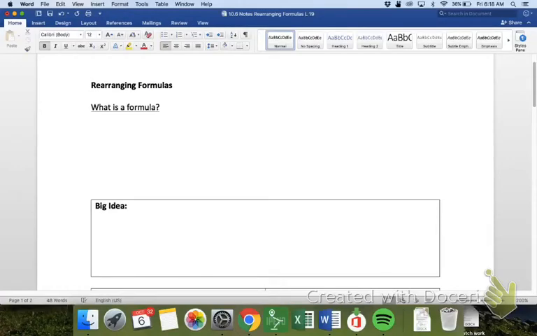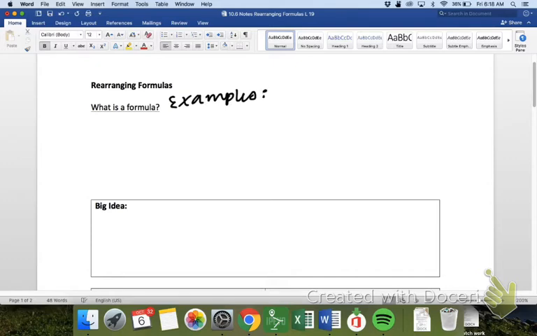So today's notes are on rearranging formulas, and we're going to start by just quickly going over what is a formula, just to make sure we're all on the same page. You probably could give me an example of a formula, and I'll give you a couple of examples right now.